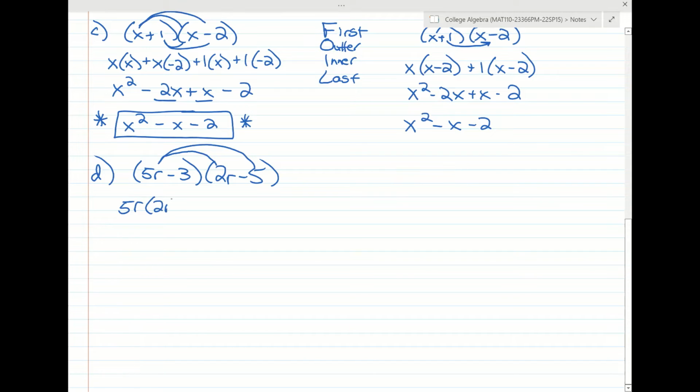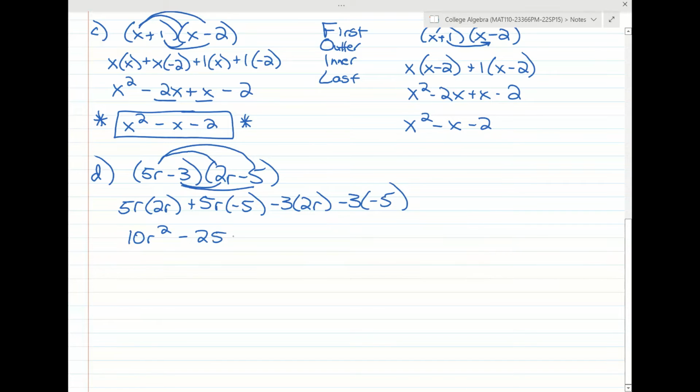5r times 2r plus 5r times negative 5, and then we have the negative 3 times everything. Negative 3 times 2r. And then negative 3 times negative 5. This would just be 10r squared minus 25r minus 6r plus 15. And combining our like terms would give us 10r squared minus 31r plus 15.